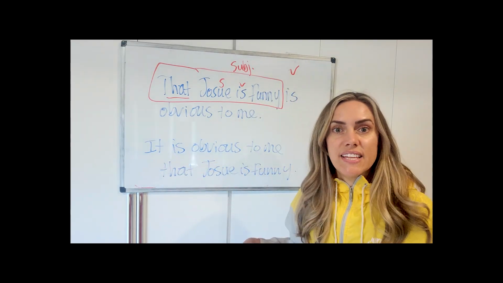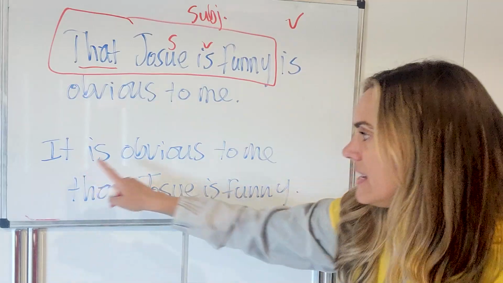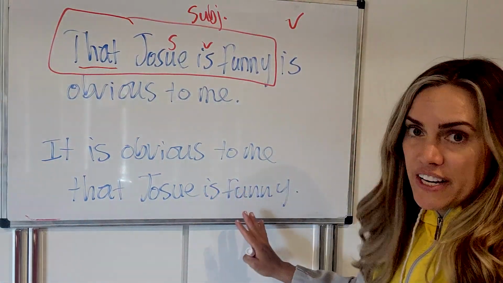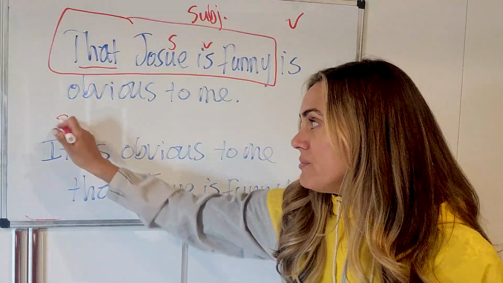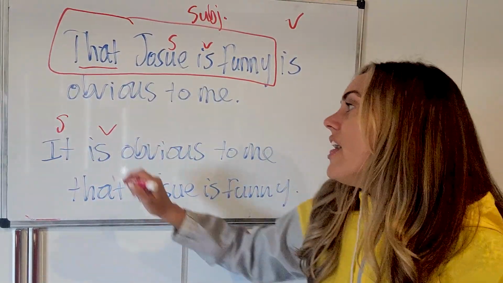Now here we can see the noun clauses being used at the end after the verb. It is obvious to me that Josue is funny. Here's the subject. Here's the verb. It's obvious to me. What's obvious to me?